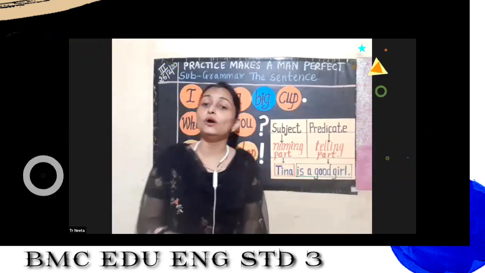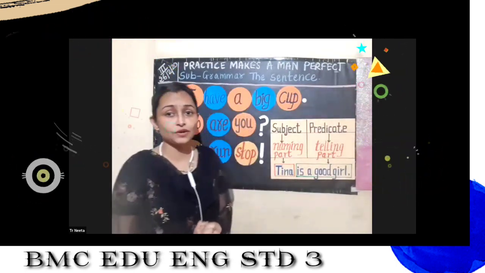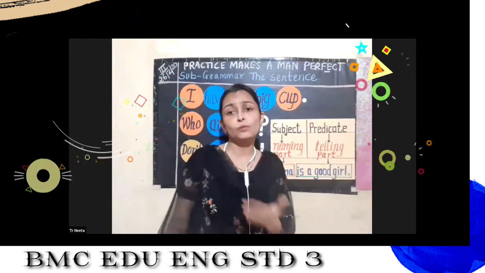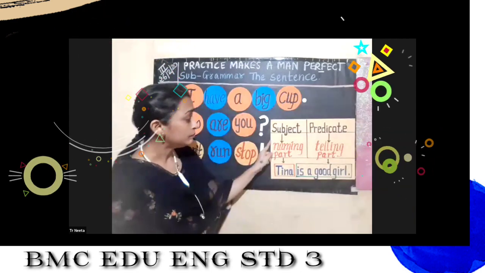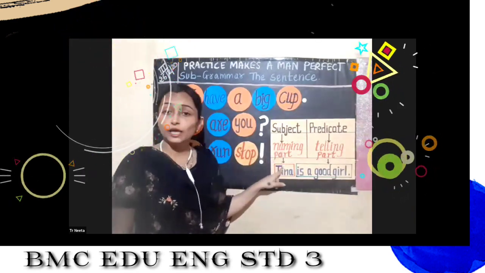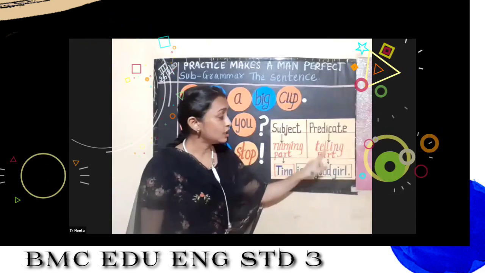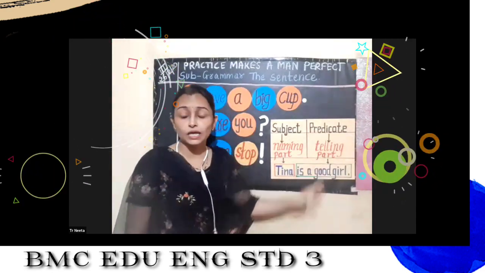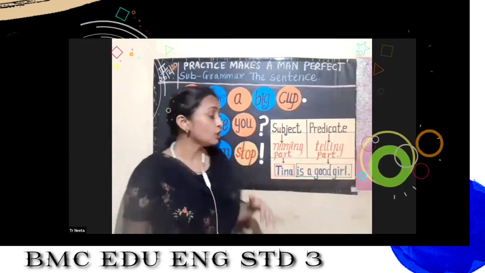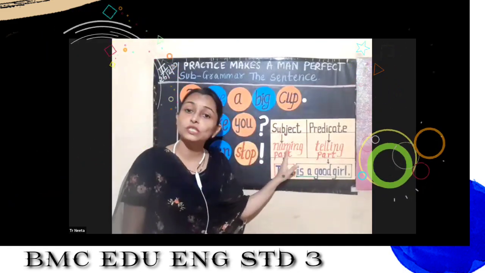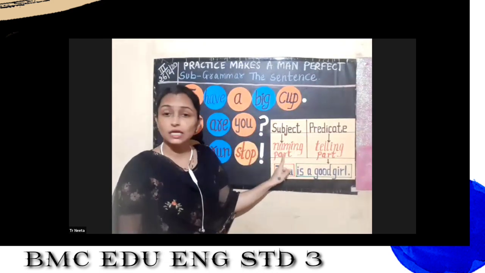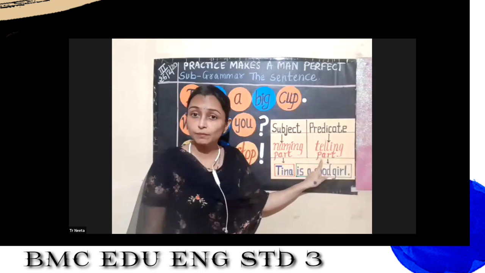Naming part or noun. Okay, children, any noun, it can be a name, a noun, a pronoun, anything. So subject is the naming part, and predicate is the telling part. It tells us something about the person or thing, that is, about the subject. Okay, children.